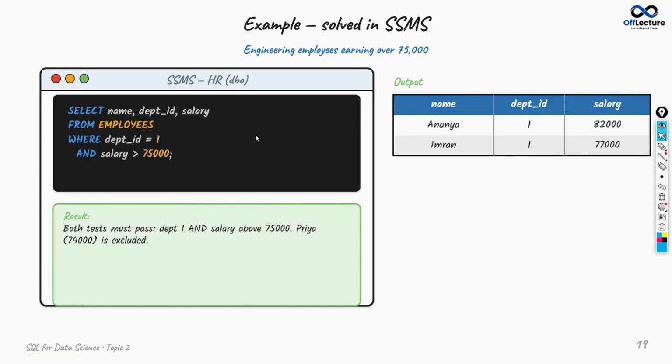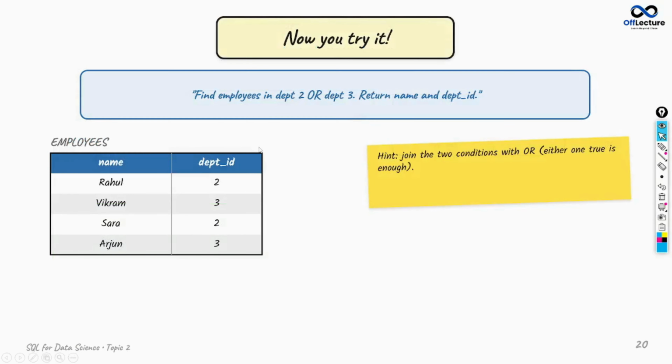Okay. Now you can try this example by yourself. You have to find the employees in department 2 or department 3 and then return their name and department ID. Okay, so you can pause the video, try the query yourself and then verify your result.